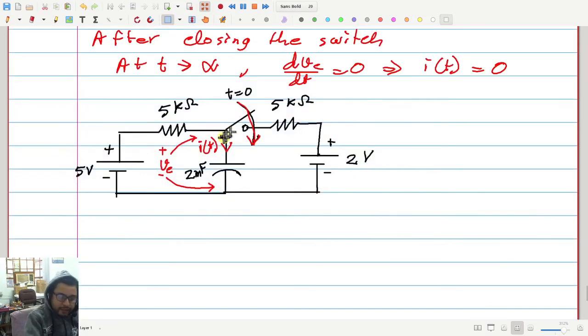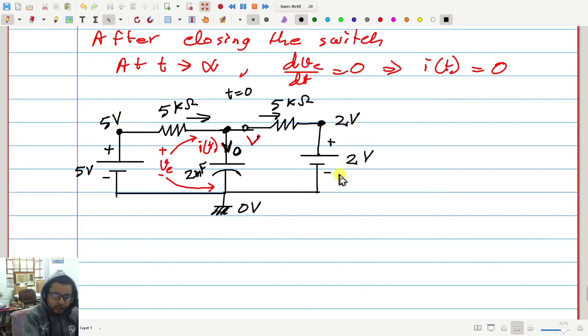Okay, so at a very large value of time, here we will have 0 current, and that means whatever current is flowing here, the same current is also flowing here. So what will be the potential here? Suppose we assume this point is at 0 volt, how much is the potential here? 5 volt. Here 5 volts. And 2 volts.